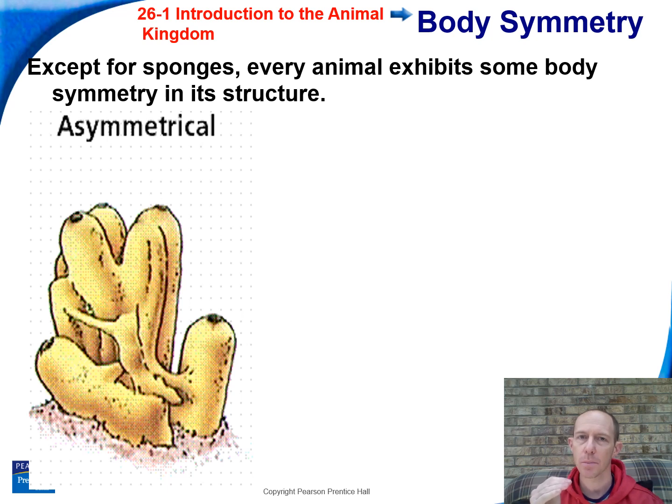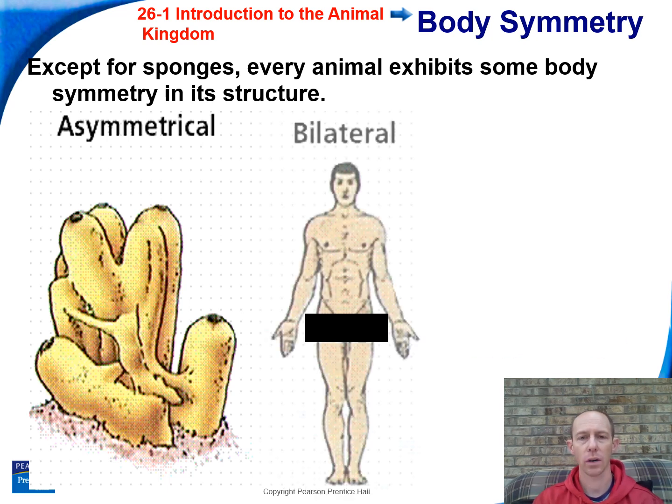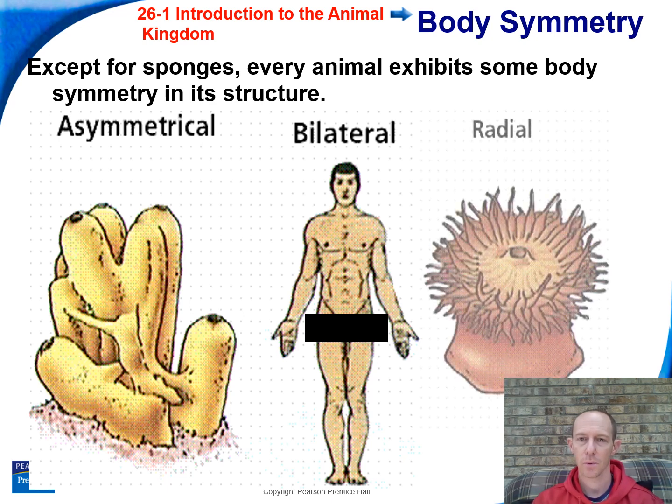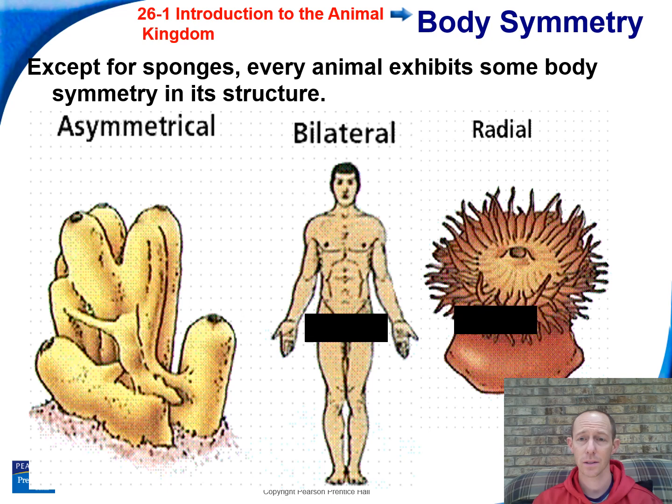Is the absence of symmetry really a kind of symmetry? Well, anyways, a sponge is asymmetrical. We're going to need that, because we also have bilateral symmetry. Bilateral symmetry, which we'll see in a second, is body parts that are equal on both halves. And then we've got radial symmetry, which is in a circle.